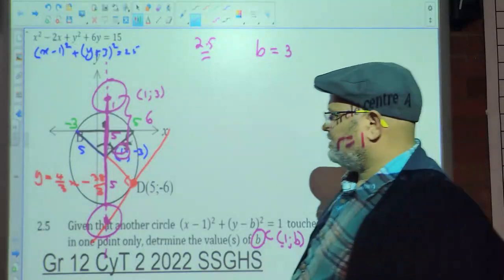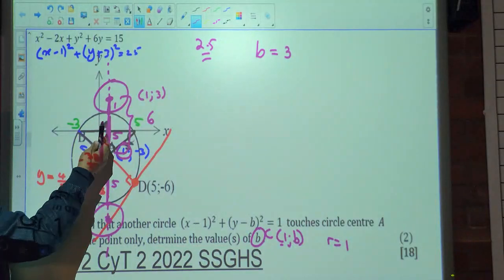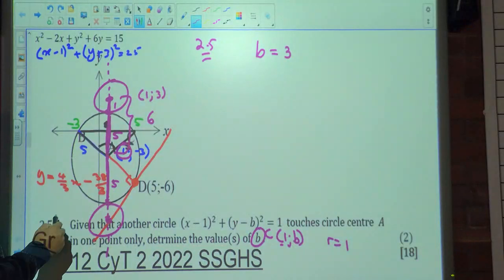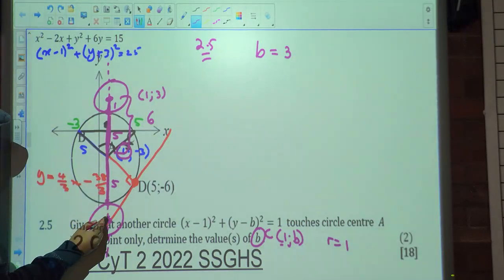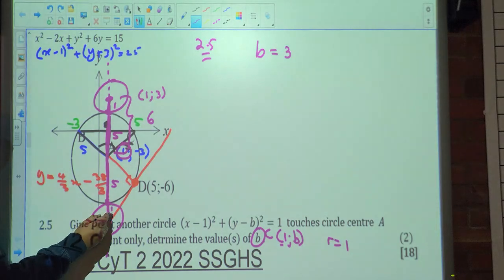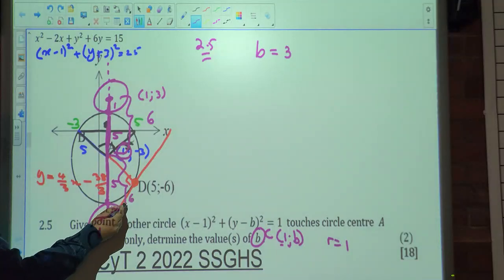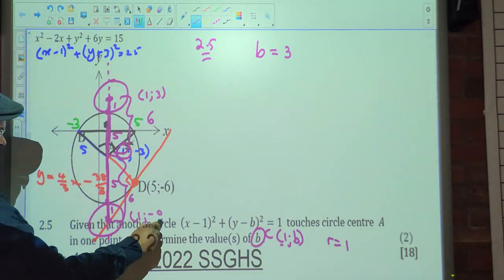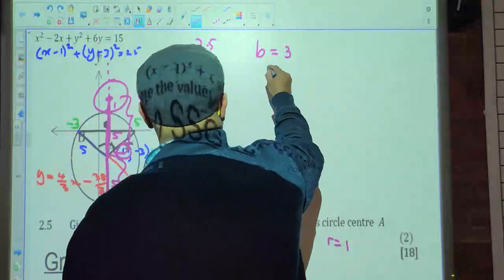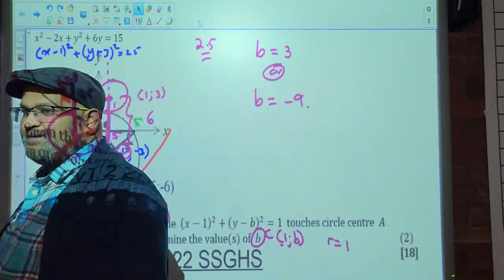You see that? Let's go to the other side. It's touching one point only, that point and this point here. What is this length? 5. And the length from there to there? 1. So what is that length from there to its center? 6. So if I drop negative 3 minus 6, negative 9. So the center is going to be (1, negative 9). So therefore b is 3 or b is negative 9.